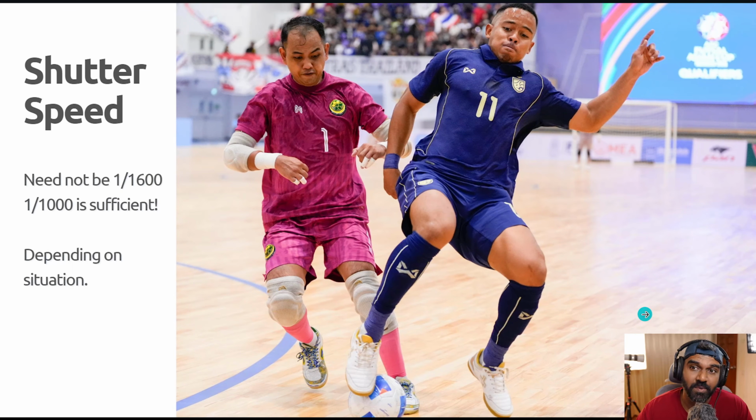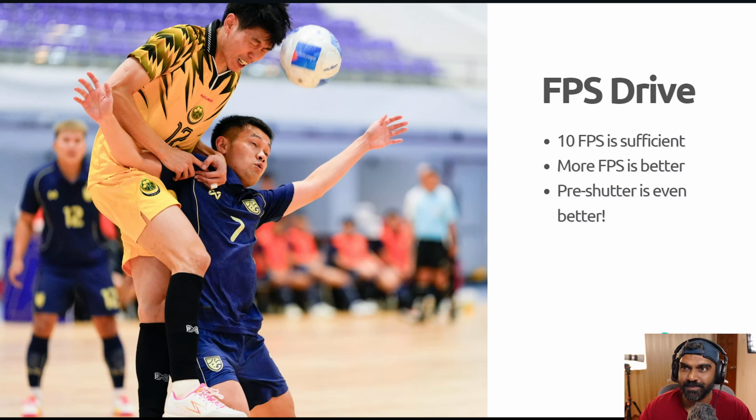But again, it depends on the game and situation. If there's a game where people are moving faster than this, you probably need a faster shutter speed. But for this it is more than enough. If you're shooting a hummingbird, 1/8000th of a second is still not enough to freeze the entire wing. That's a different story. But here it's more than sufficient.